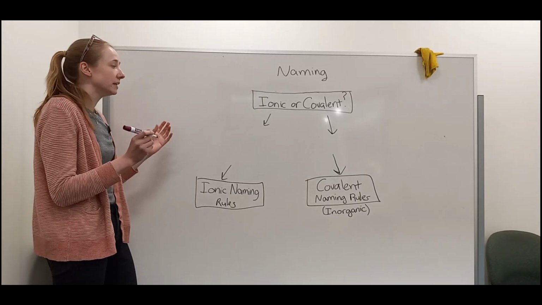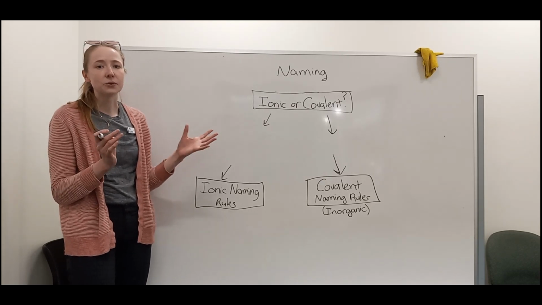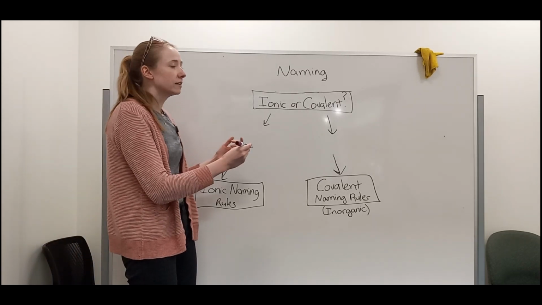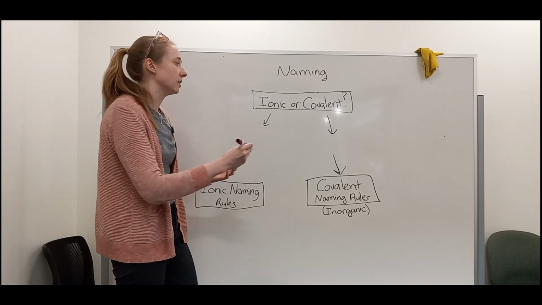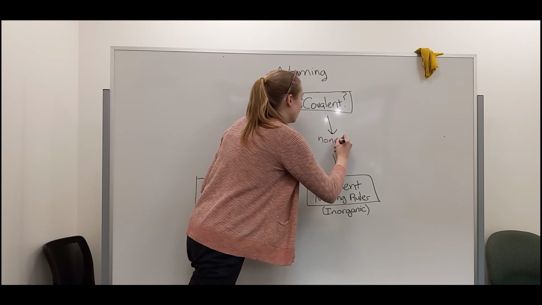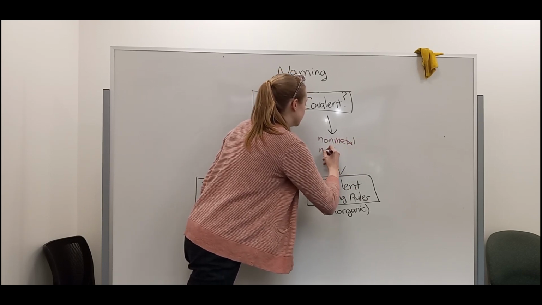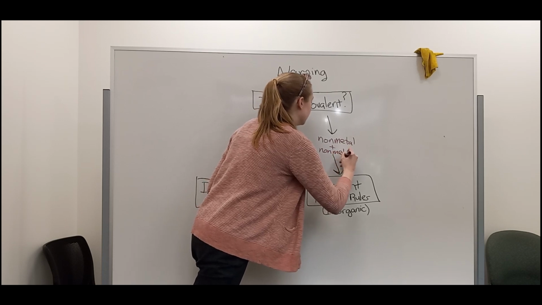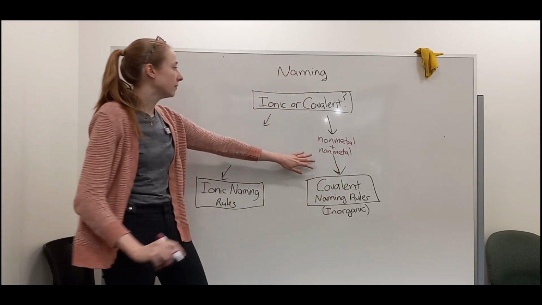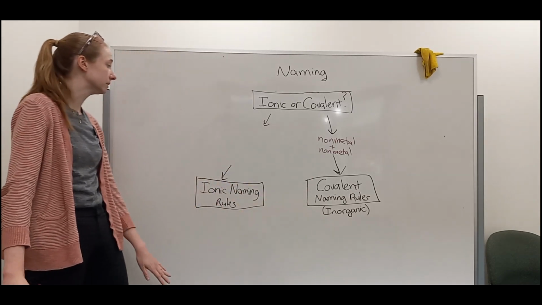Well, what we need to do is determine whether the elements that make it up are metals or nonmetals. So covalent compounds are made up only of nonmetals. So for a binary compound, you're going to have a nonmetal plus a nonmetal element. So if both elements making up the compound are nonmetals, you're going to have a covalent compound.